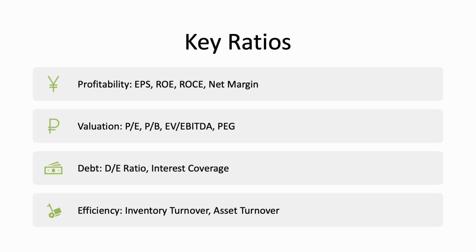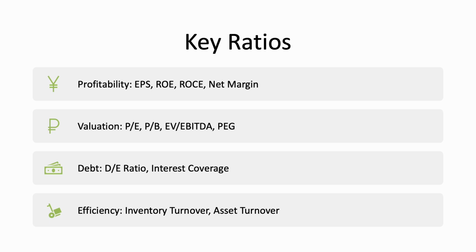Price to book, PB ratio. Price divided by book value per share. Useful for financials like banks because their assets and book value matter a lot. HDFC Bank might trade at 3 to 4 times book value, while weaker banks may trade at below 1x.